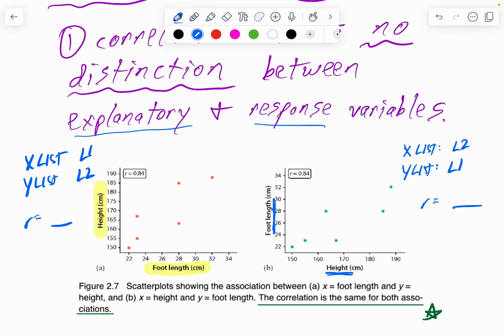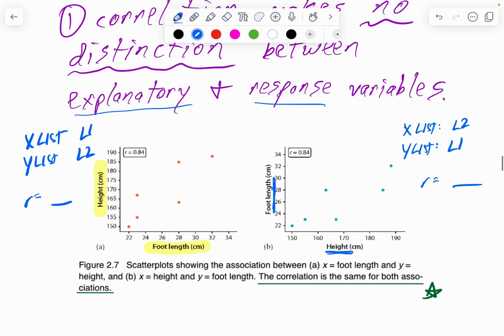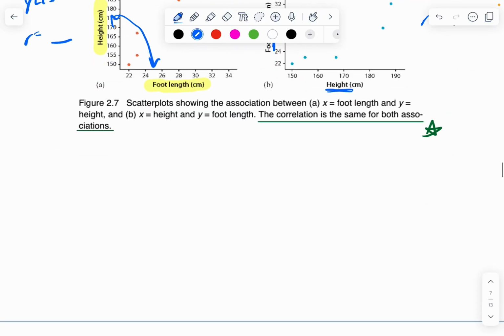Okay, so that's a tricky sort of question. You'll be asked these in multiple choice questions. Hey, what happens if we flip our axes? How does that affect the correlation coefficient? And the simple answer is it has no effect whatsoever.